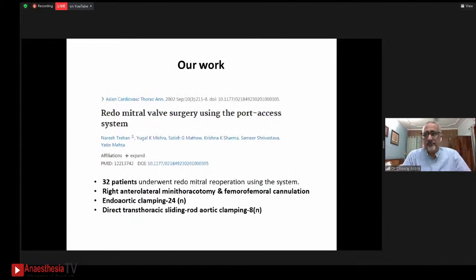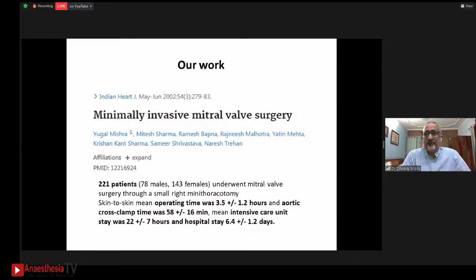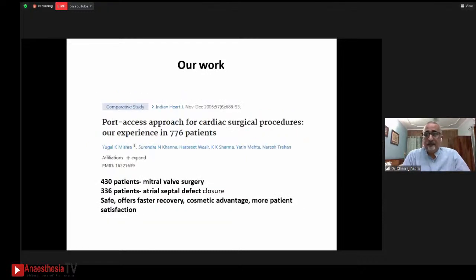If you see our work, we have also done a lot of work in mitral valve redo surgeries. In redo surgeries, 32 patients in our previous institute we have done with right anterolateral thoracotomy and femoral bypass. We have used both endoclamps as well as direct clamping of the aorta. Then we have done ASDs also. Then we have done around 220 patients of minimal invasive mitral surgeries with good operating time and minimal hospital stay. Then we have done around 800 patients of mitral surgery as well as atrial septal defect, and we found that the patients had faster recovery, cosmetic advantage, and more patient satisfaction.